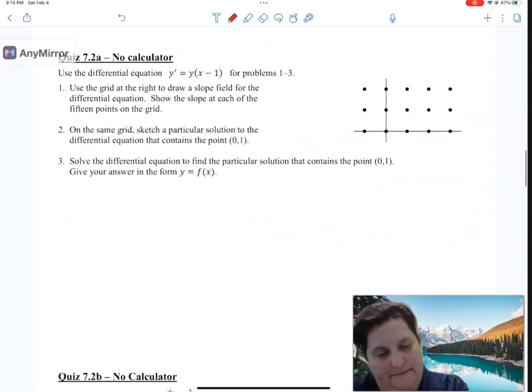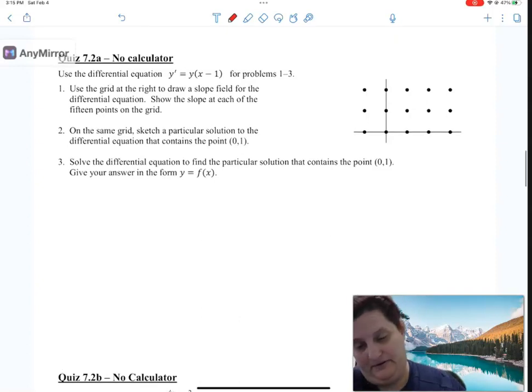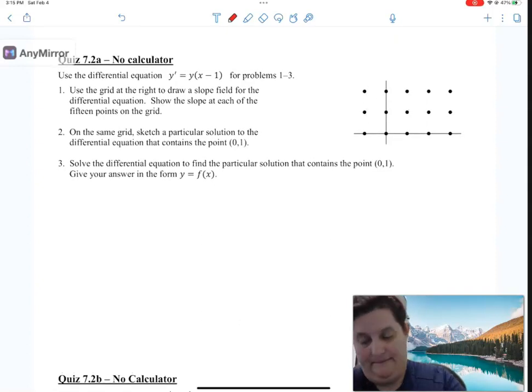Cool. All right. Yes, slope fields. Okay. Just making sure everything's looking good as we move our way through here. Okay. Use a differential equation, blah, blah, blah, draw a slope field.